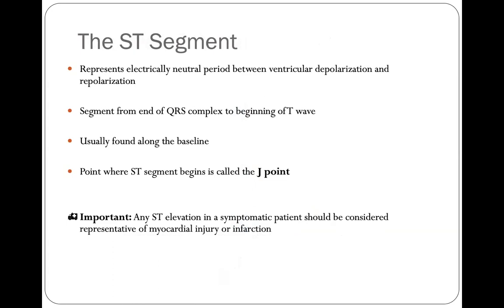The point where the ST segment begins is called the J point, and the J point is critical for us to identify. And in fact, if we can't identify the J point because we can't find it, that also tells us something. So the J point should be something that we can find, and it begins the ST segment. Any ST elevation in a symptomatic patient should tell us that there is myocardial injury or infarction happening. So the ST segment is a really important portion of the EKG for us to identify and be able to quickly find pathology involved.